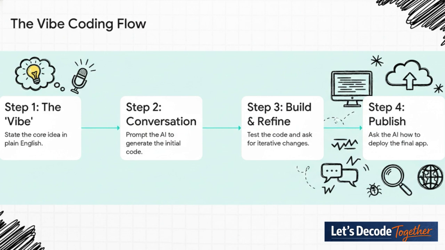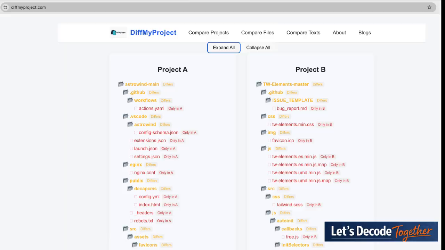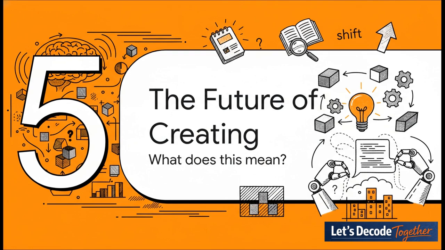Once you're happy with how it looks and works, with a tool like Replit or Vercel, you literally just click one button and boom, your app is live on the internet for anyone to use. It's incredible. So we've defined it, we've looked at the pros and cons, and we've even walked through building something. What does this all mean? What's the big takeaway from this whole shift? Let's talk about the future of creating.